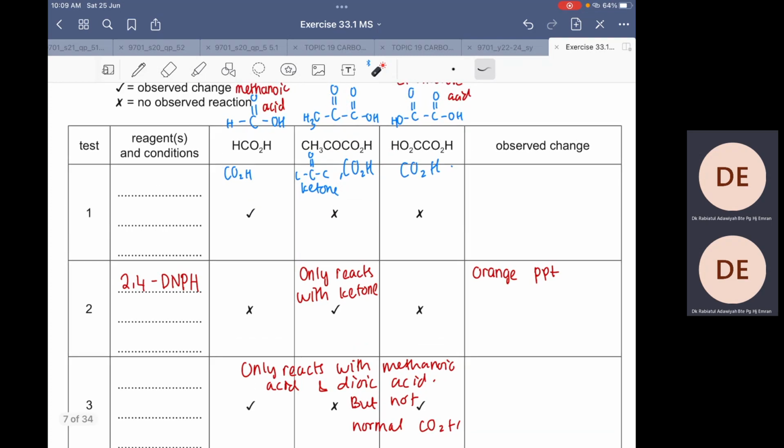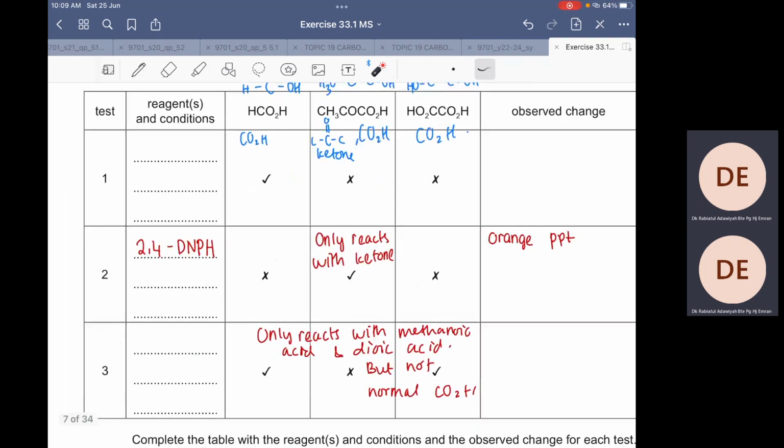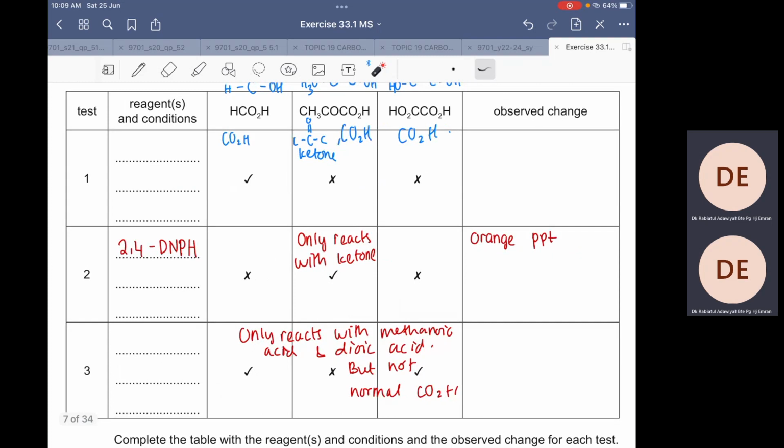So we now go to the oxidation reaction. Can you find a reagent that can oxidize both methanoic acid and ethane dioic acid? So look at your notes. What is the oxidizing agent that we can use for both methanoic acid and ethane dioic acid? There's one reagent.